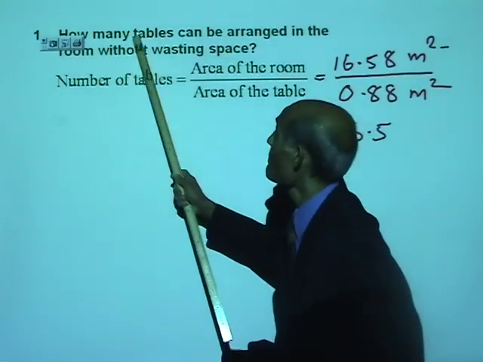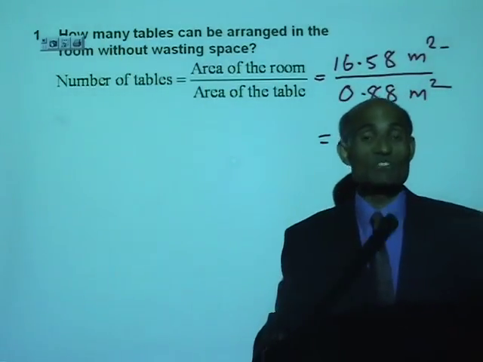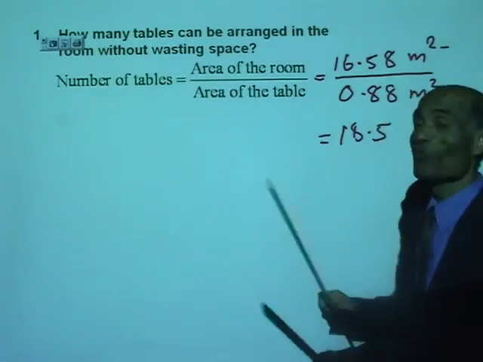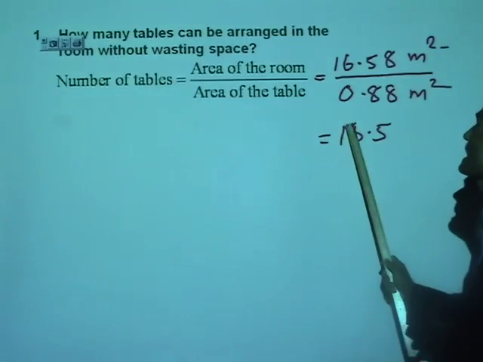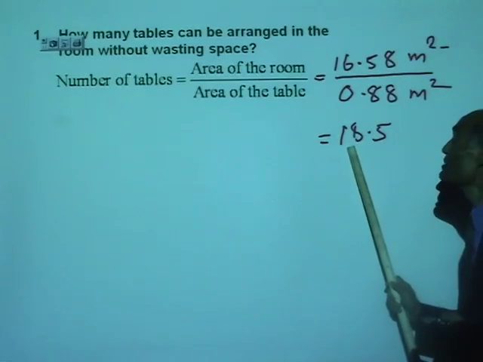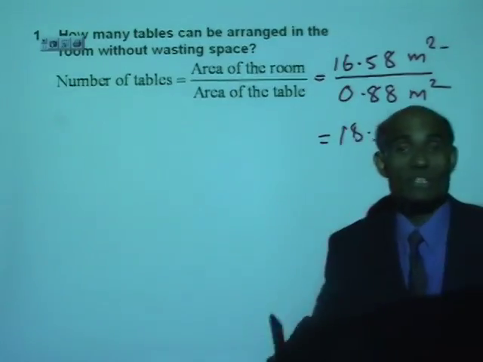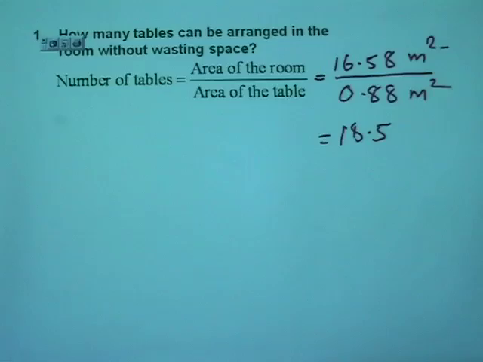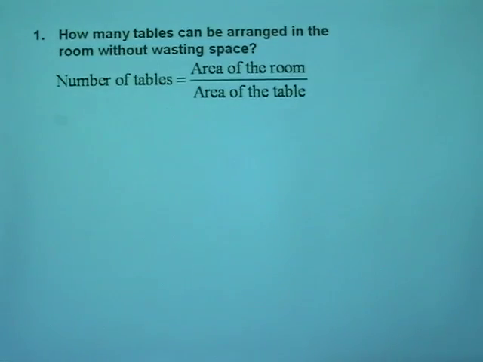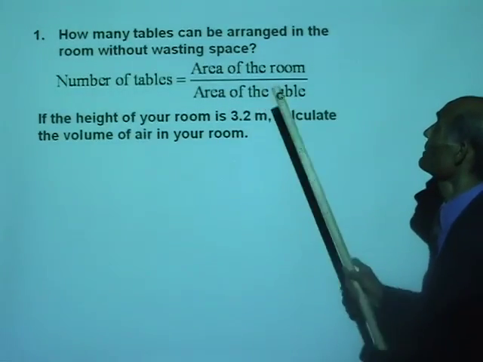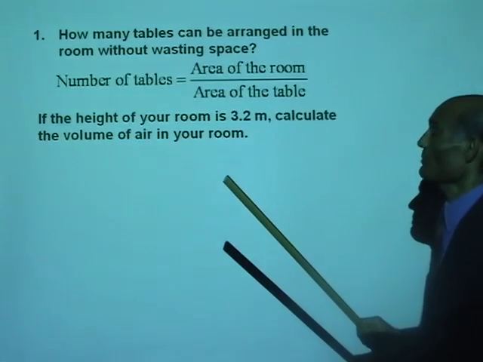my question is how many tables? I did not ask you to cut a table into two pieces. So how many full tables can be placed in the room without touching each other is 18 tables. You can put 18 tables in that room. Now, I want you to do this on your own for your room. So the number of tables is area of the room divided by area of the table.